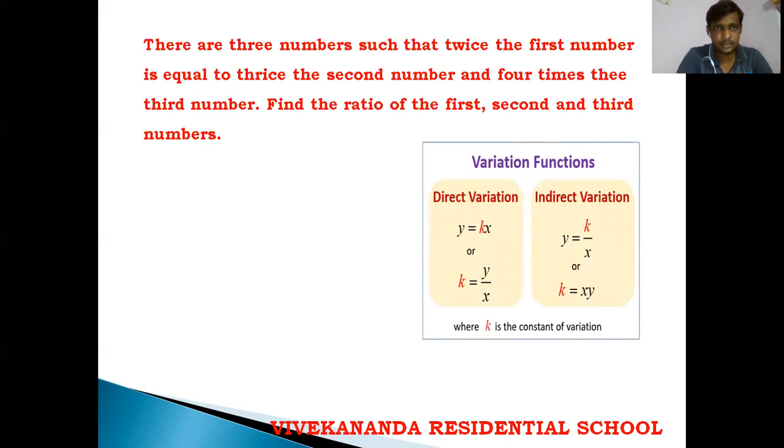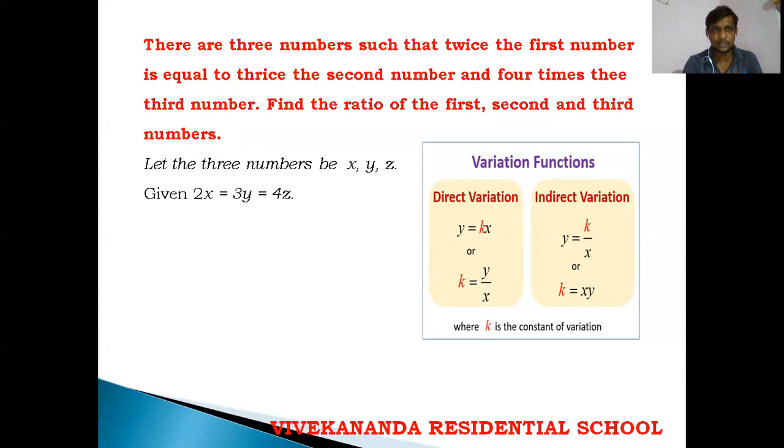So next, there are three numbers such that twice the first number is equal to thrice the second number and four times the third number. Then find the ratio of the first, second, and third numbers. So here I don't know the three numbers, so I'm taking let the three numbers be x, y, and z. Given that twice the first number is equal to thrice the second number, that means 2x is equal to 3y. And this 3y is equal to 4z. Now I'm equating this to a constant k. That is 2x is equal to 3y is equal to 4z is equal to k.